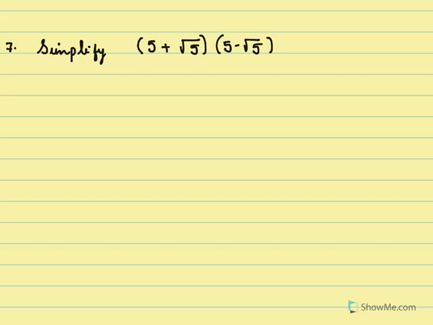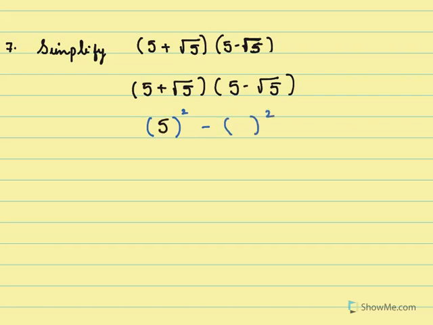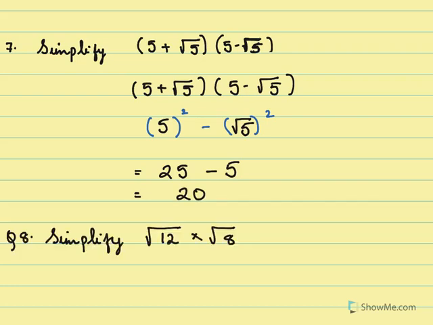Simplify (5 + √5) into (5 - √5). If you look carefully, this is (a + b) and (a - b), which should be equal to a² - b². So for 5 plus root 5, 5 minus root 5, (a + b)(a - b) is a² - b². Your a is 5 and your b is root 5. 5 into 5 is 25. Root 5 into root 5 is 5, and so your answer is 20.